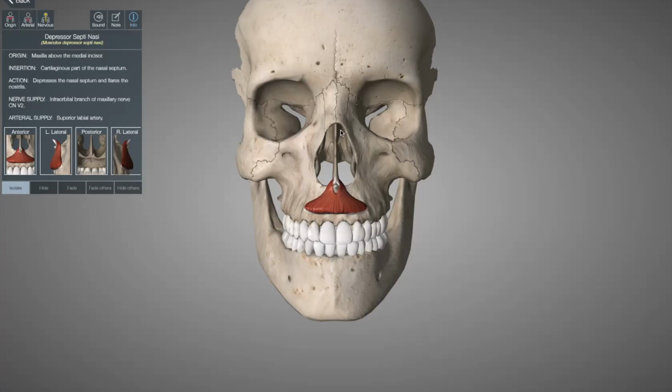Now, innervation is the buccal branch of the facial nerve. Buccal branch of facial nerve. Okay?